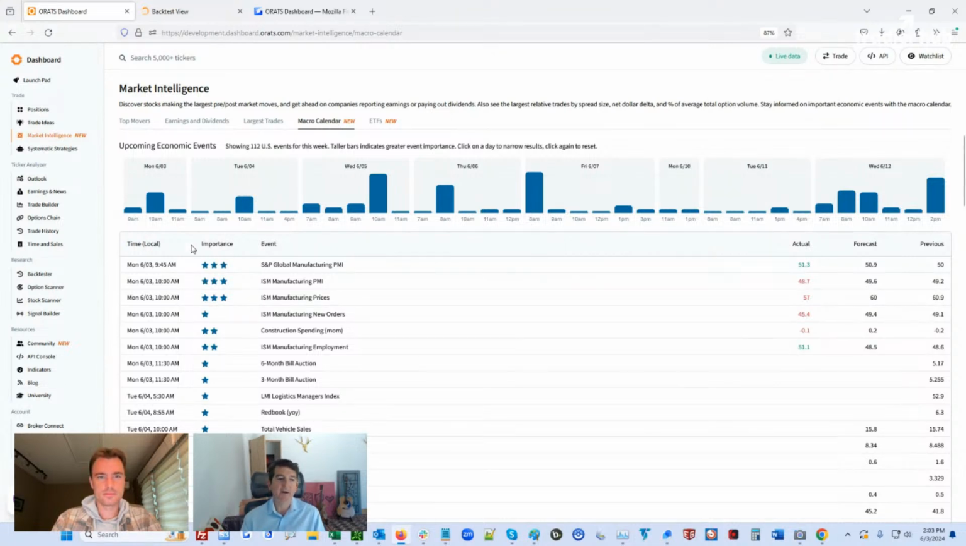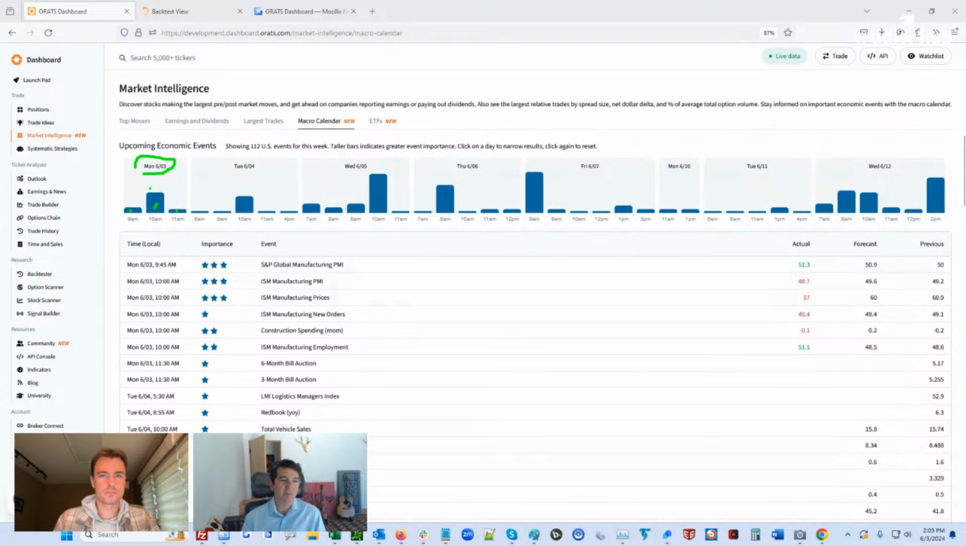So quite exciting. So here, through market intelligence, you go to the macro calendar here, and then let me get my drawing tool going. Today's the 3rd, and you could see that we just had a little bit. So we score all these events and then graphically show them. So this is a really cool way to think about your trading.